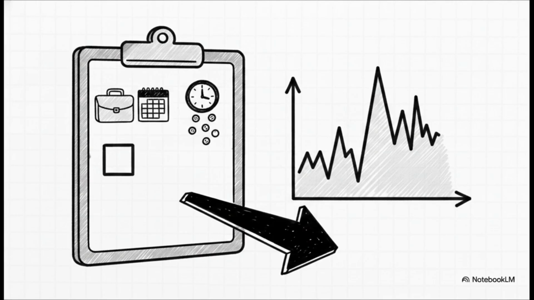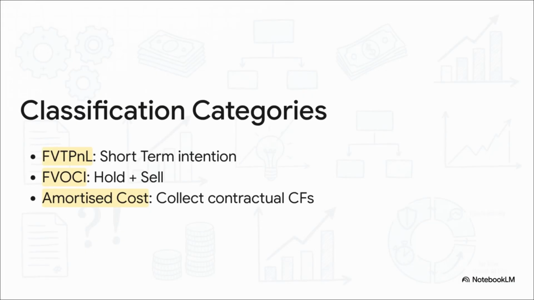But to be allowed to use it, the instrument has to pass 2 critical tests. First is the business model test. Does management actually intend to hold this instrument until maturity rather than just trading it? And second, the cash flow characteristics test. Are the timings of the cash flows fixed, and are they purely for principal and interest? If it fails either of these, we're thrust right into the volatile world of fair value. And that leads us perfectly into the 3 specific classification categories.